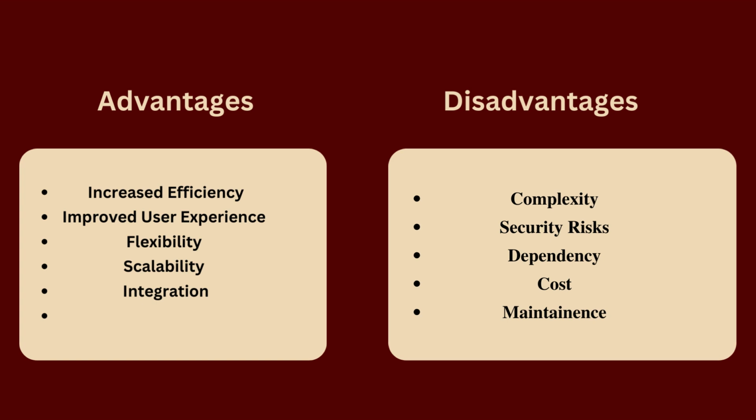Coming to the disadvantages, first one is complexity. Working with APIs can be complex, especially when dealing with authentication, rate limits, and other technical issues. Security risk. APIs can pose security risks if they are not properly secured. Unsecured APIs can expose sensitive data and can be exploited by malicious actors to launch attacks.